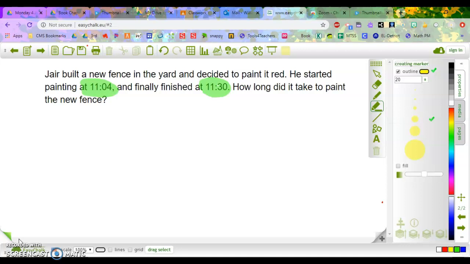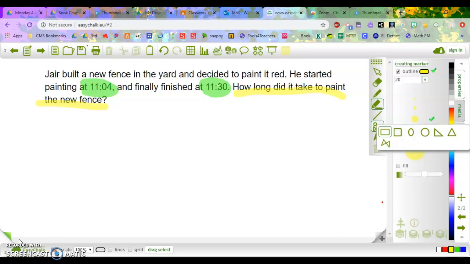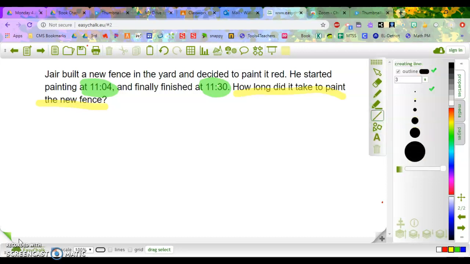My question asked me, well, how long did it take for him to build this fence? So as I find those important numbers, I need to be able to place them on my number line. So I need to understand, well, what do each of those numbers mean? So my first number starts with the second sentence.